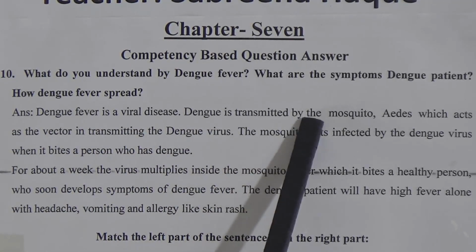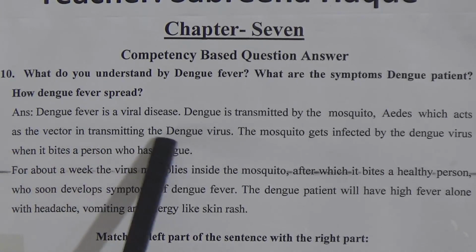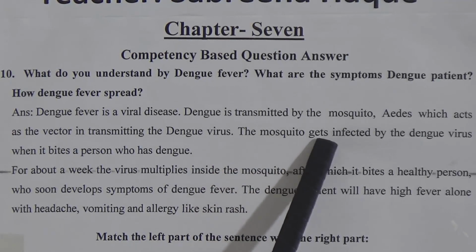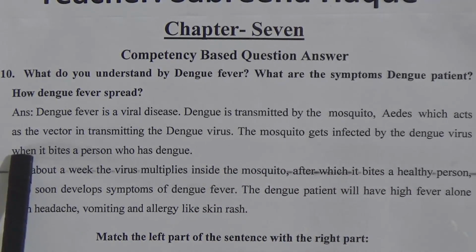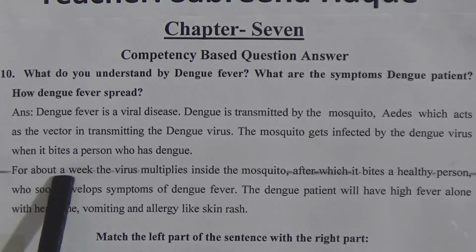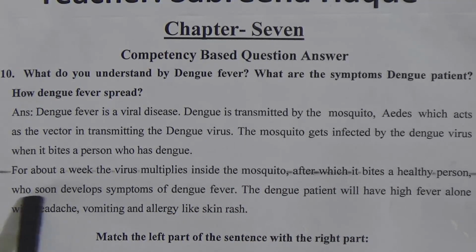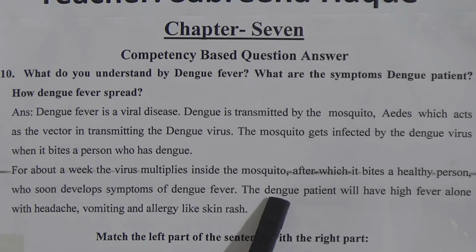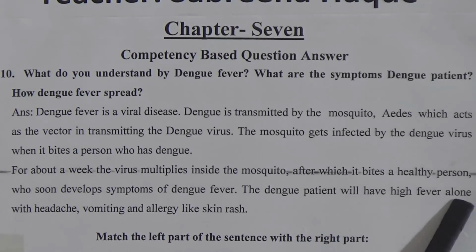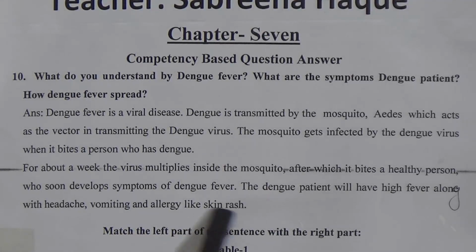Dengue is transmitted by the mosquito Aedes, which acts as the vector in transmitting the dengue virus. The mosquito gets infected by the dengue virus when it bites a person who has dengue. For about a week, the virus multiplies inside the mosquito, after which it bites a healthy person who soon develops symptoms of dengue fever. The dengue patient will have high fever along with headache, vomiting and allergy like skin rash.